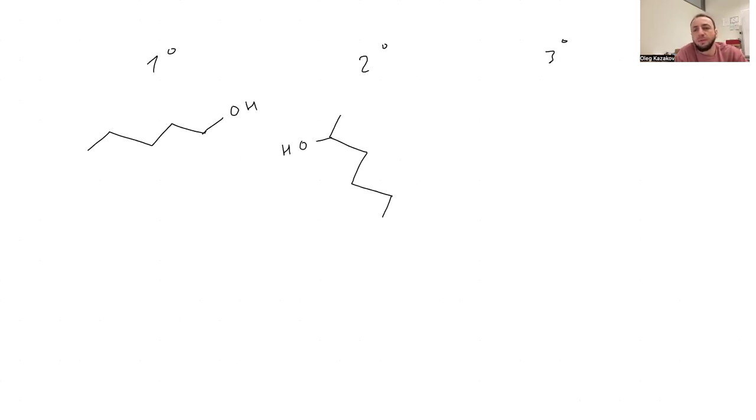Finally, we'll have something more complicated. I'm going to draw it first, and then we will name it. 1, 2, 3, 4, 5, 6, 7. Let's do 7. Then we'll have another methyl here.